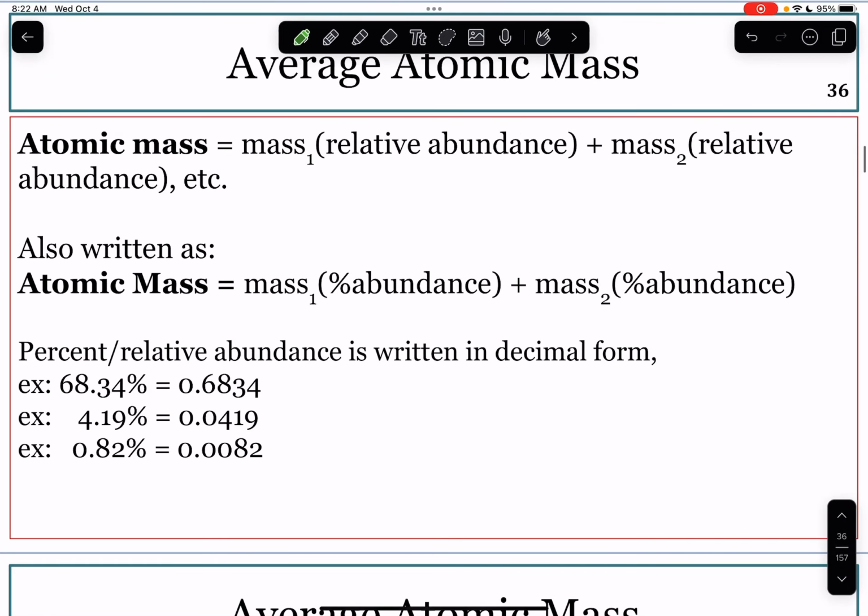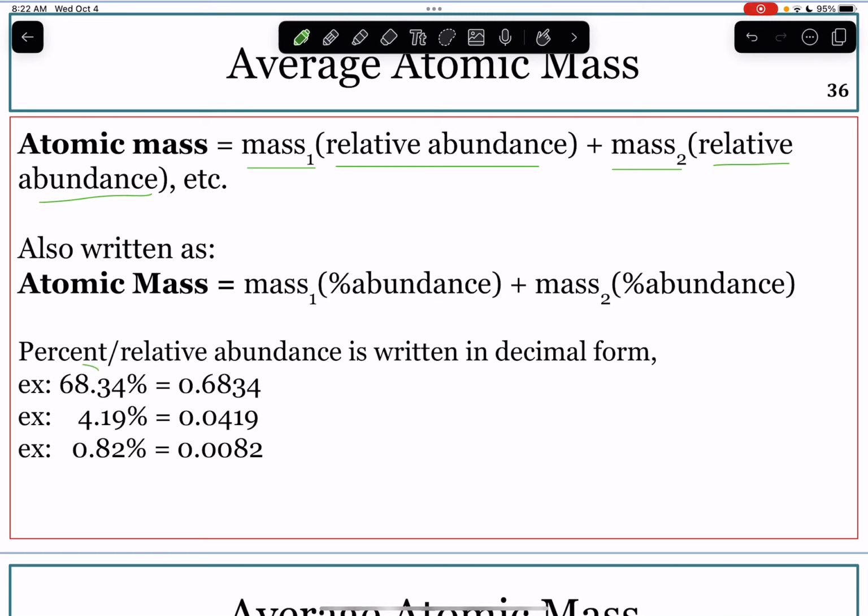The equation looks like this. We have the mass of one isotope times its relative abundance, plus the mass of the second isotope times its relative abundance, and then you keep going if you have a third or a fourth isotope. The percent abundance must be written in decimal form.